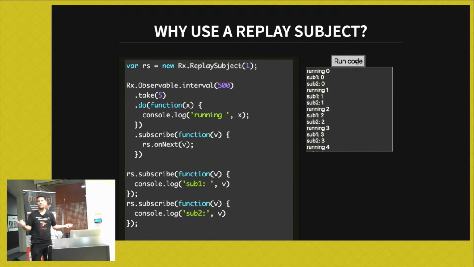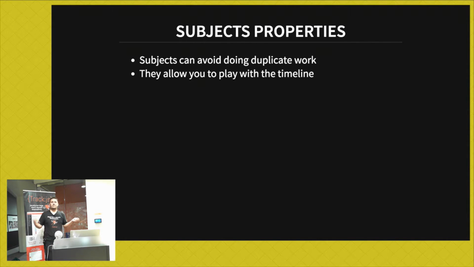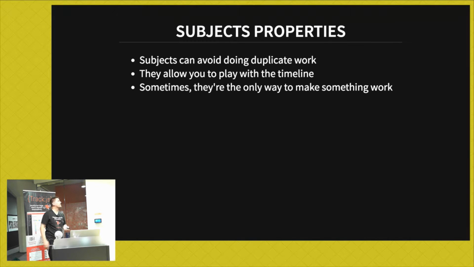And now it's what we expect, right? We have execution exactly once, and then this buffered value gets pulled out every single time you subscribe. So you're saving yourself extra work. You don't overload your server with API calls. So that's why we'd use them. They allow you to avoid duplicate work. As I mentioned, they allow you to reach back in the timeline. And sometimes they're the only way to make things work.